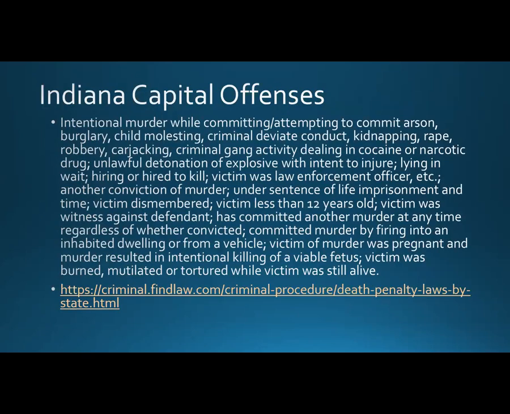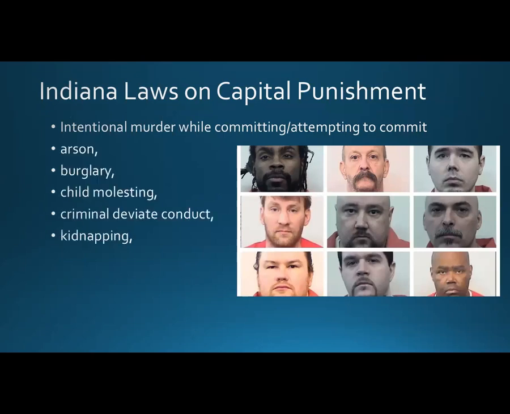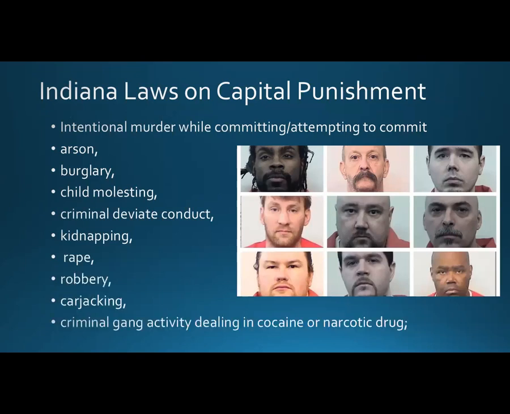So Indiana capital offenses, breaking it down. These are the current men on death row in Indiana. You'll be seeing a video this week. There is one woman. So capital punishment, you can get the death penalty for intentional murder while committing or attempting to commit arson, burglary, child molestation, criminal deviant conduct, kidnapping, rape, robbery, carjacking, criminal gang activity, dealing in cocaine.